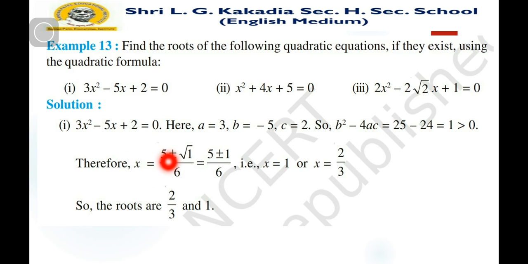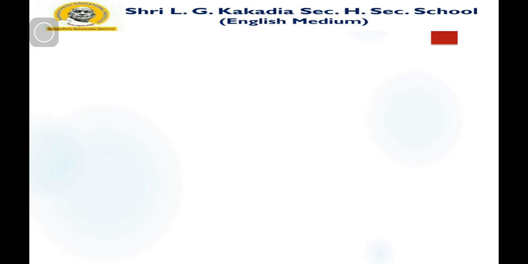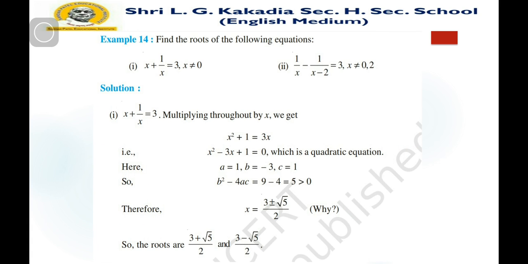Therefore, x is equal to 5 plus or minus square root 1 by 6. Then we find x is equal to 1 or x is equal to 2 by 3. So the roots are 2 by 3 and 1. As well as in example number 14, find the roots of the following equations. One of the equations we will solve here, and the remaining one you must solve by yourself.